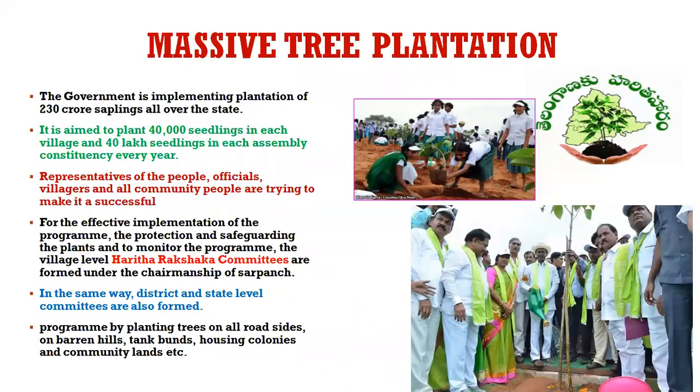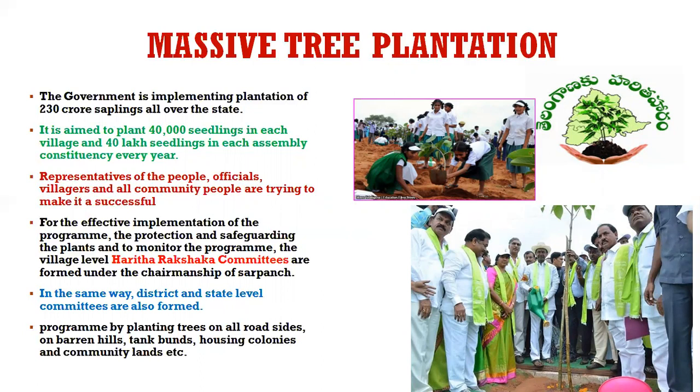Now, the Telangana government has taken up plantation very seriously and has started massive tree plantation. The government is implementing plantation of 230 crore saplings all over the year. Its aim is to plant 40,000 seedlings in each village and 40 lakh seedlings in each assembly constituency every year. And representatives of the people, officials, villagers, and all the committee people are trying to make this program very successful.